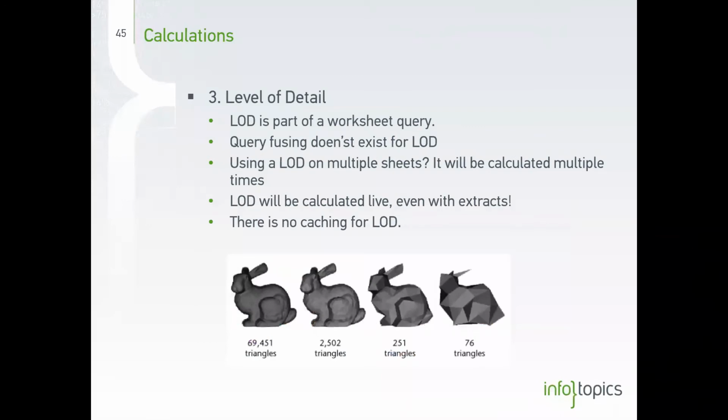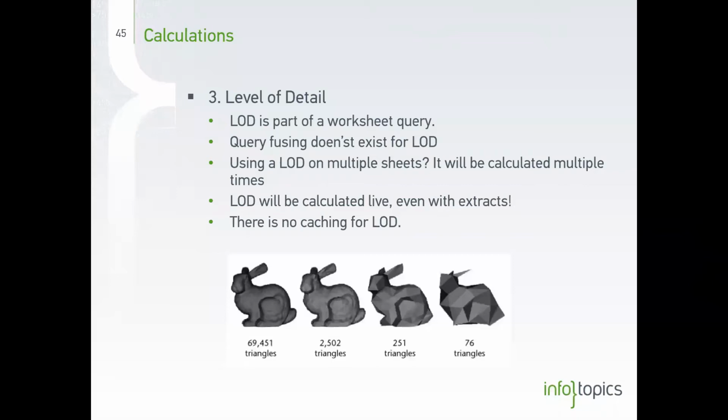So if you look at level of detail, it is a part of a worksheet query. So it's a part of your visualization. And there's something about level of detail: if I use the same level of detail calculation on multiple sheets, it will get recalculated every time you use it. So if you use it 4 times on 4 different sheets, it will get calculated 4 times, which could have big impact. And if you have an extract, it cannot be cached.